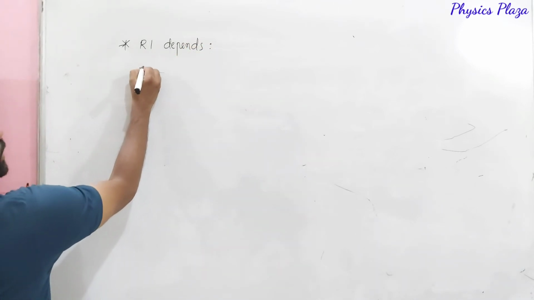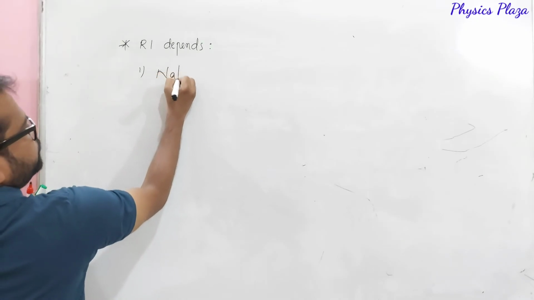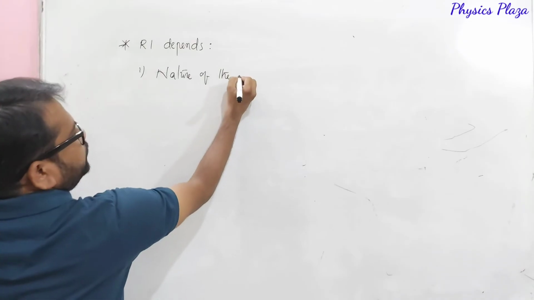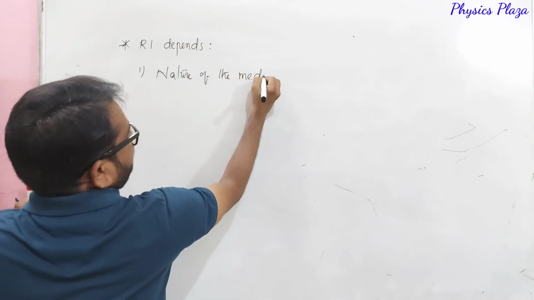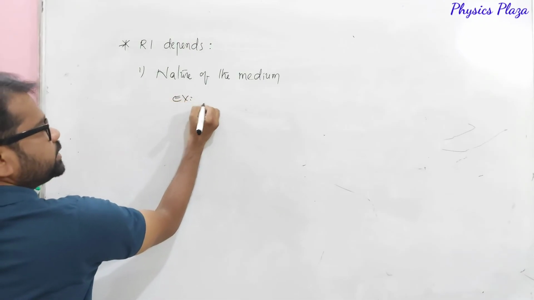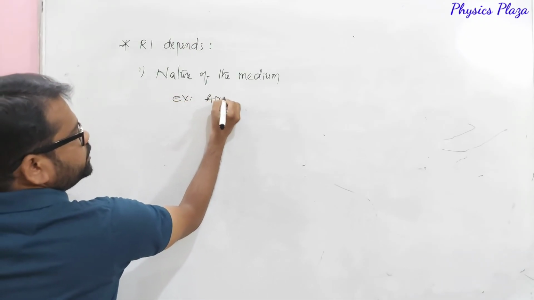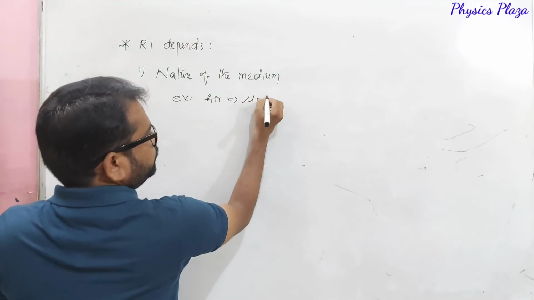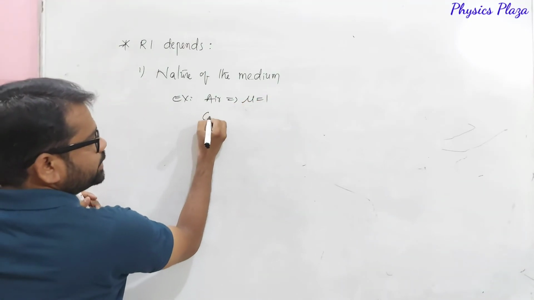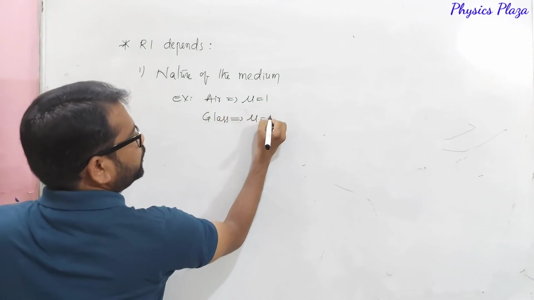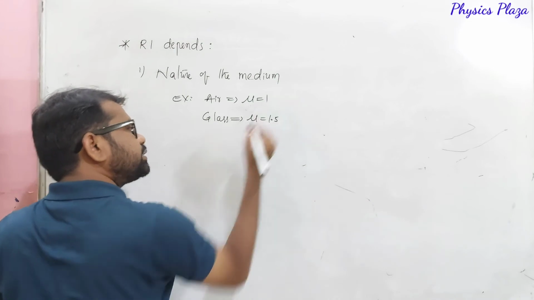The first one, children, is the nature of the medium. The refractive index depends on the nature of the medium. Let us see the example. Let us take air. Children, what is the refractive index value? Mu is equal to 1. What about glass? For glass, the refractive index is equal to 1.5. So the refractive index is different.